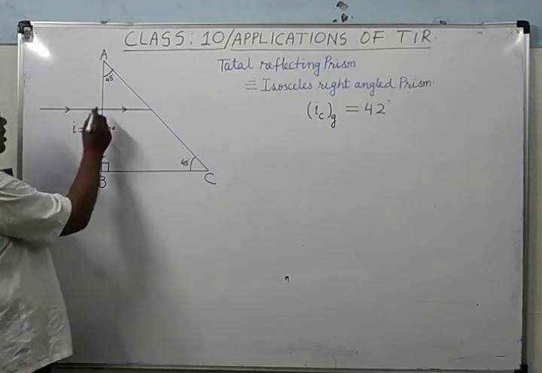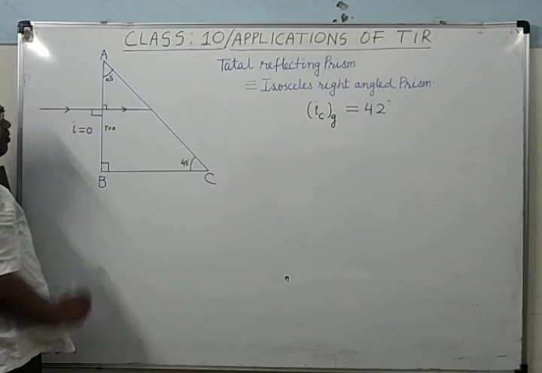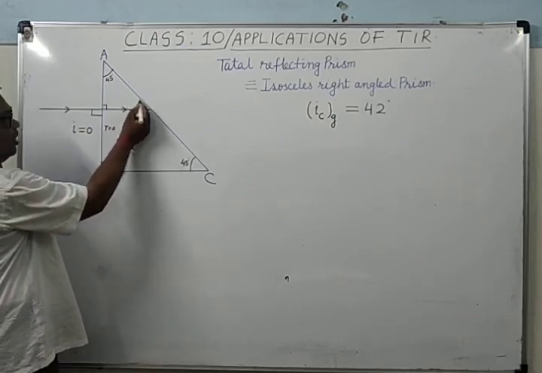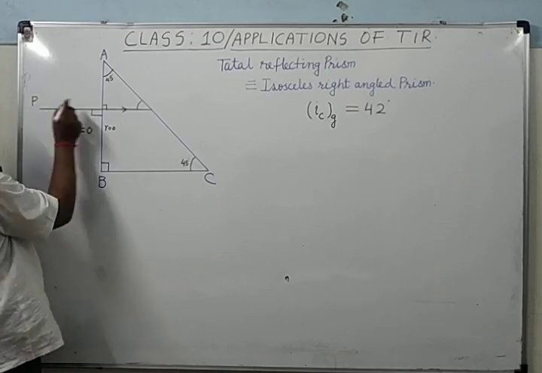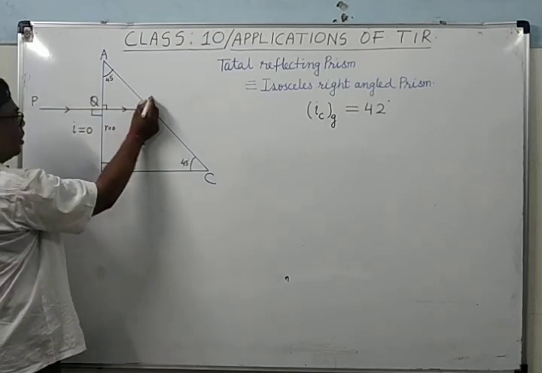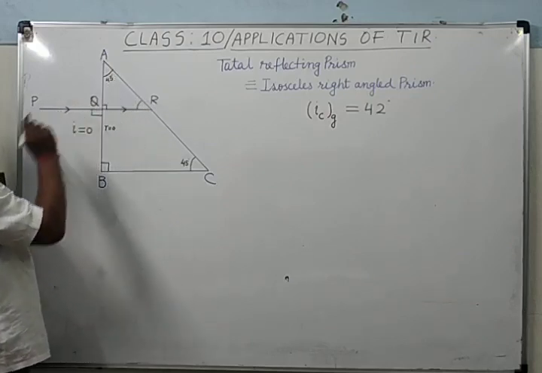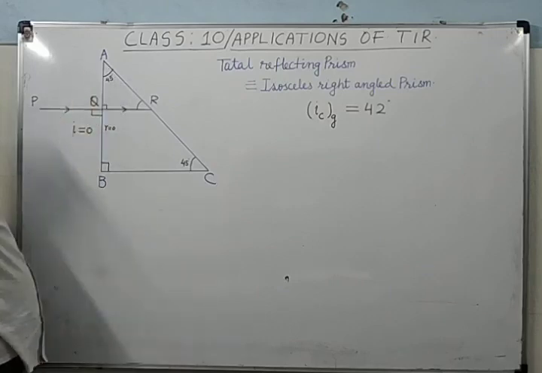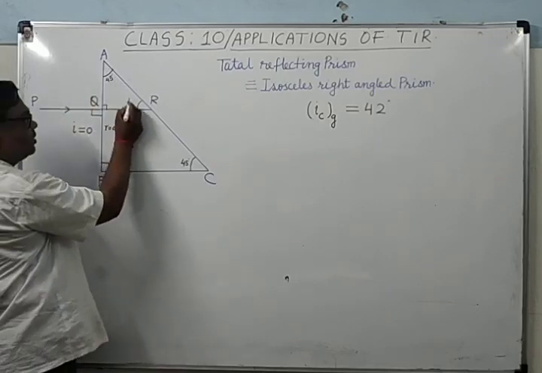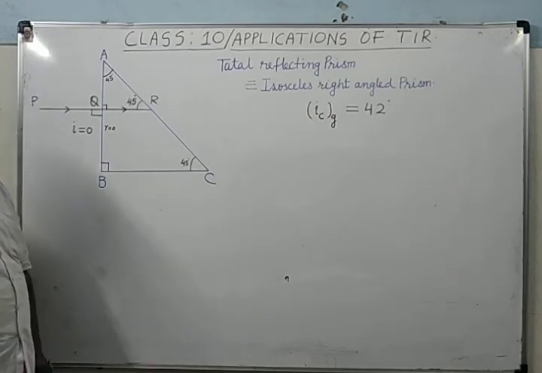Now you can see here, this angle is how many degree? 90 degree. This is 45 degree. So what will be the measure of this angle? We have named the points P, Q, R. In triangle AQR, two angles are known. One is 90 degree, the other is 45 degree. So what will be the measure of this angle? It will be 45 degree.